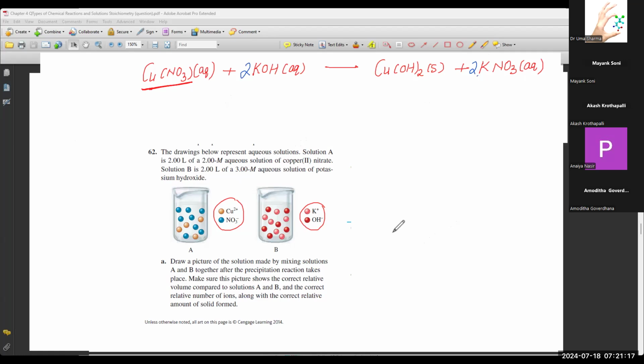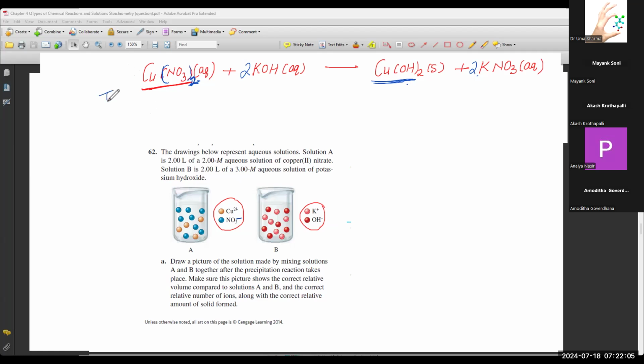Amodita, check rule number 5. It's a weak base. It's a weak electrolyte. It's not soluble. Rule number 5. Okay, so we are clear who is precipitating out. Now, is it a question of limiting reactant? Oh yes, we have to. Sorry, I didn't check that. We have to because it's copper 2 plus and this is 1 minus. So it should be 2 here. You can correct me also.